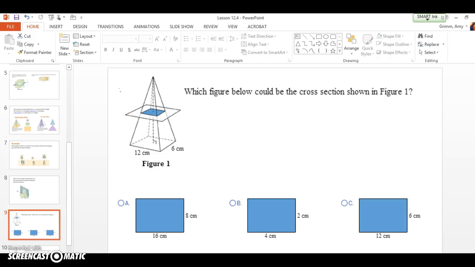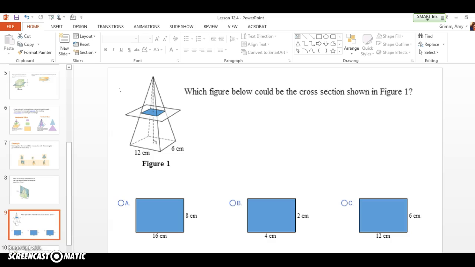With these cross sections, you have to be able to think critically as to which answer it's going to go with, because it's not going to be like this shape. This shape had exact dimensions, right? You could tell what these are. You're not going to be able to tell exactly what these are, so you have to think about them.